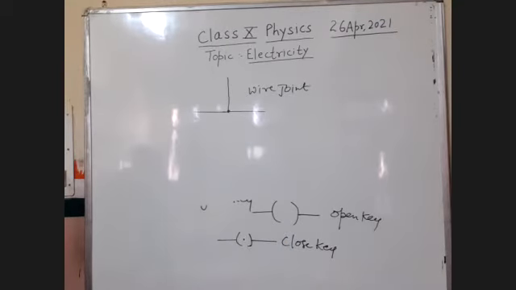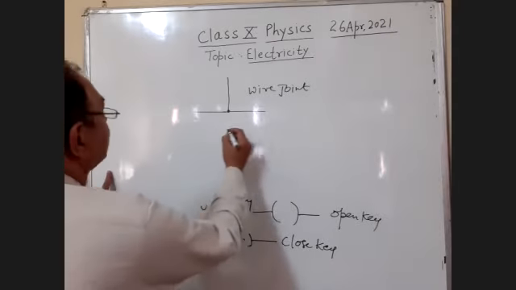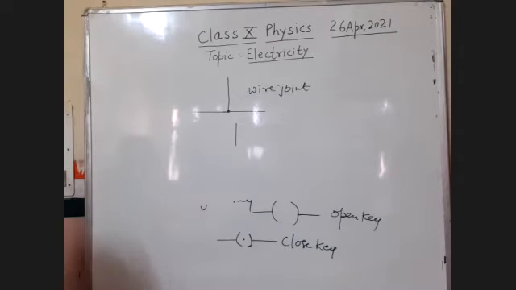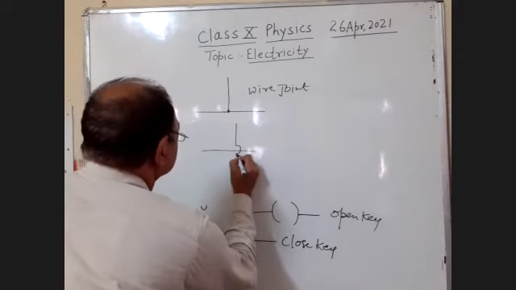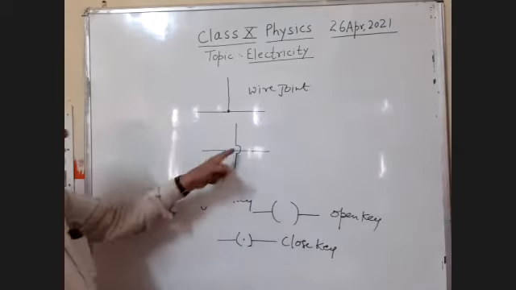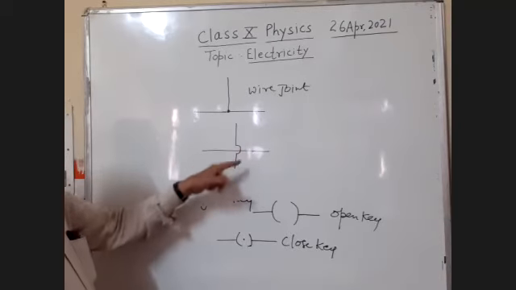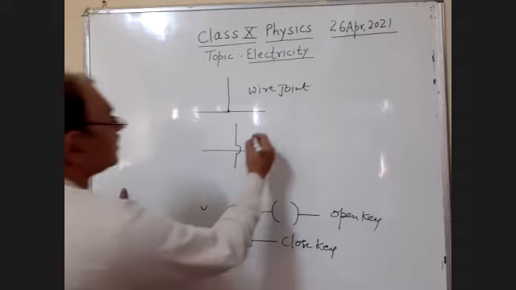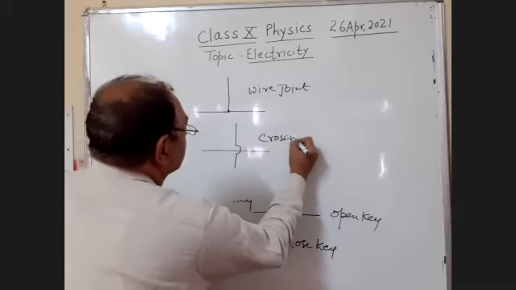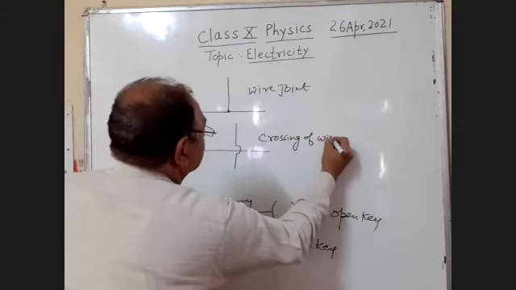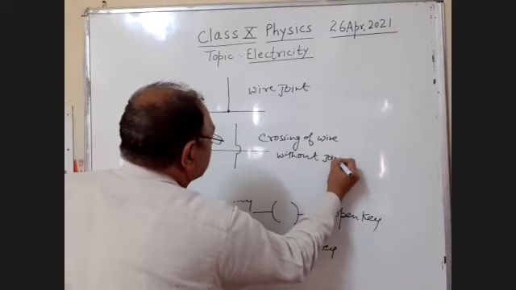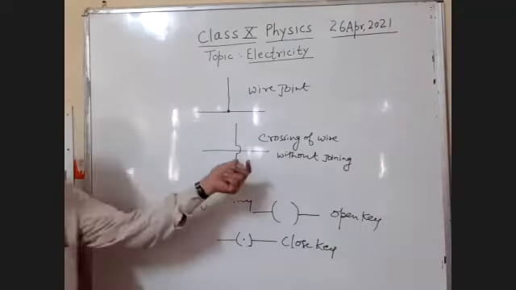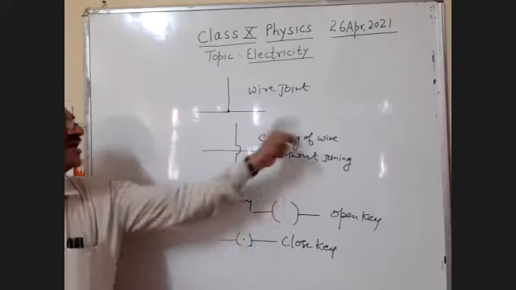Now next is a wire crossing without joining. Here, student, this wire is already there. Another wire is crossing it without joining. That is the crossing of wire without joining. This is the symbol of a wire crossing without joining.